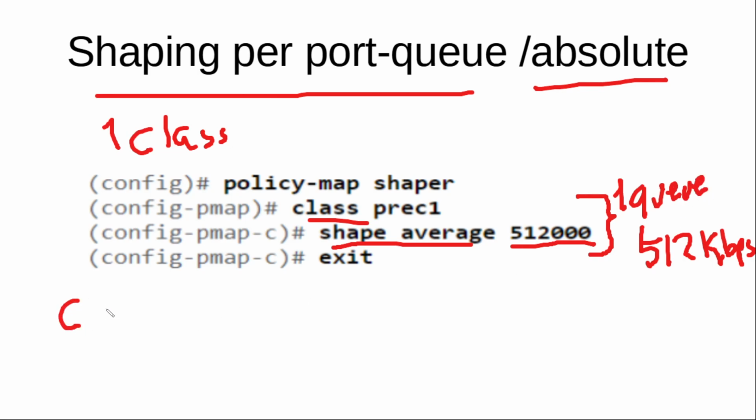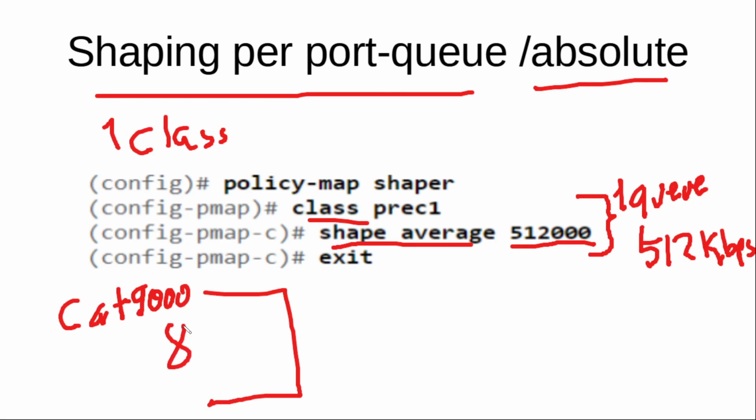Remember that with Catalyst 9000, we usually will have 8 egress queues. So you might have 8 different classes, and each of these 8 different classes will get assigned one queue, and then you can shape the traffic at each of these classes.